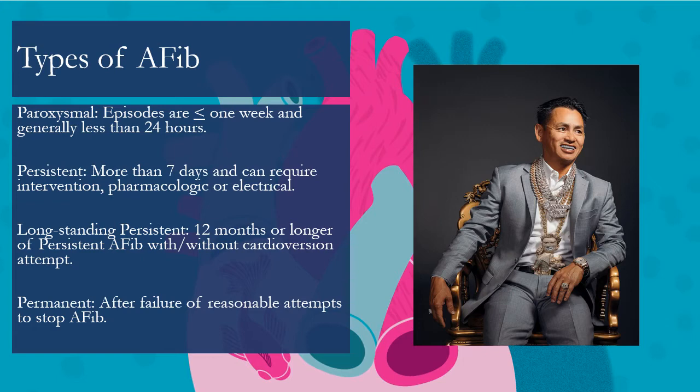And permanent AFib is just the definition of when you and your health provider decide that we're not really going to try to do any more of what we call rhythm control. We're not going to try to stop the AFib or convert to normal sinus rhythm. It's just permanent at this point.